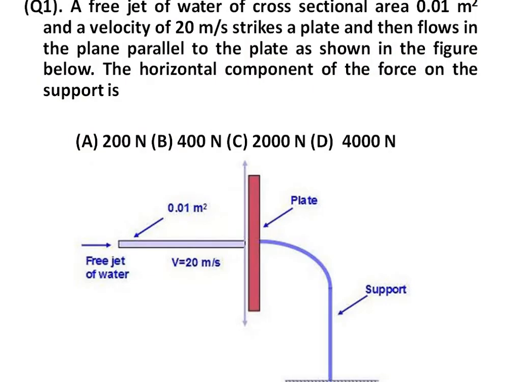So our first question is: a free jet of water of cross-sectional area 0.01 meter square and a velocity of 20 meter per second strikes a plate and then flows in the plane parallel to the plate, as shown in the figure. The horizontal component of the force on the support has been asked. So how much is the force exerted on the plate? We have to calculate the same.